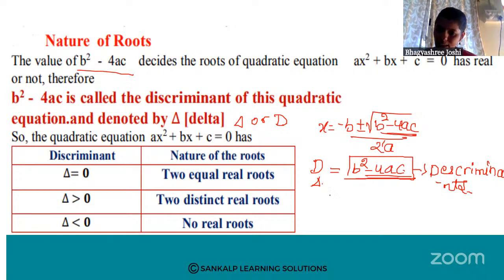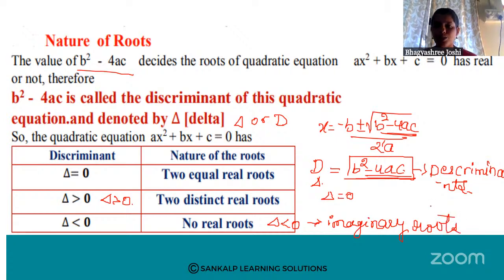If delta is equal to 0, then the nature of roots is two equal roots. If delta is greater than 0, that means two distinct real roots exist. If delta is less than 0, that means no real roots. This is also called imaginary roots.